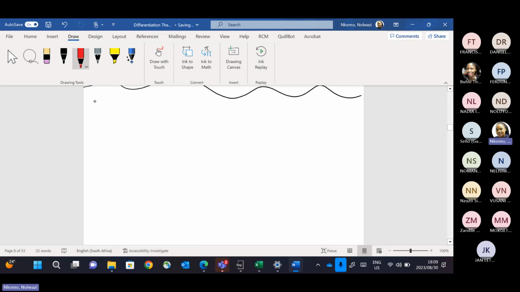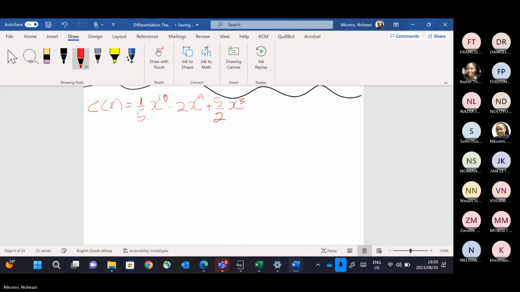We were given C(x) as 1/5 x to the power 10 minus 2 x to the power 4 plus 5/2 x cubed.